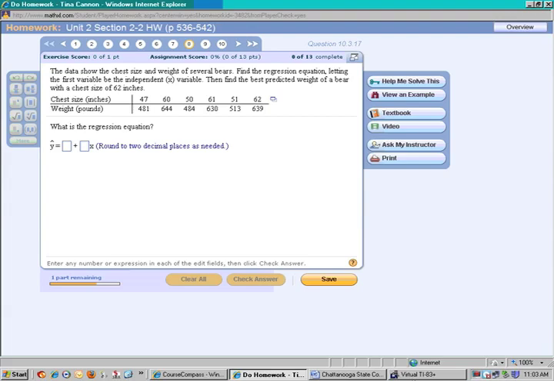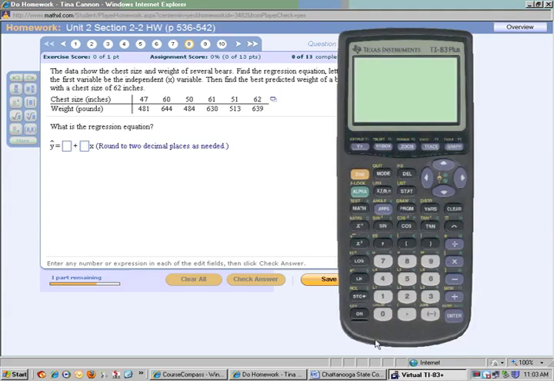So I'm going to pull up the calculator. And the first thing you want to do is place the values in List 1 and List 2. So we'll go to Stat and push Enter. And what we want to do is type the values into the calculator. Currently I've already typed the values, so you can pause this video and type in the values that are given for us.